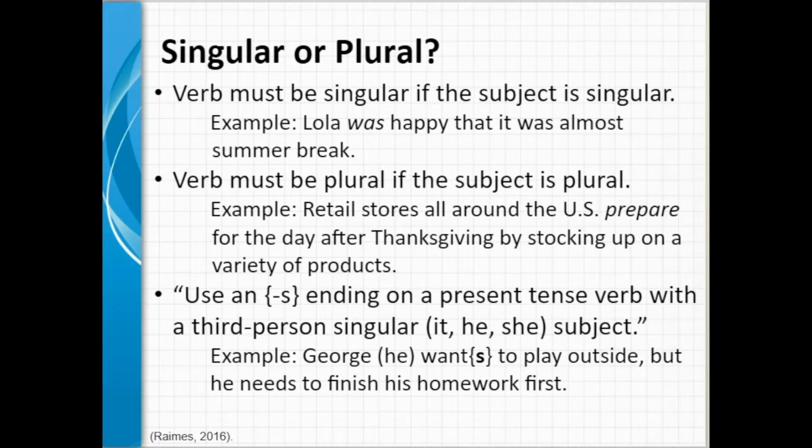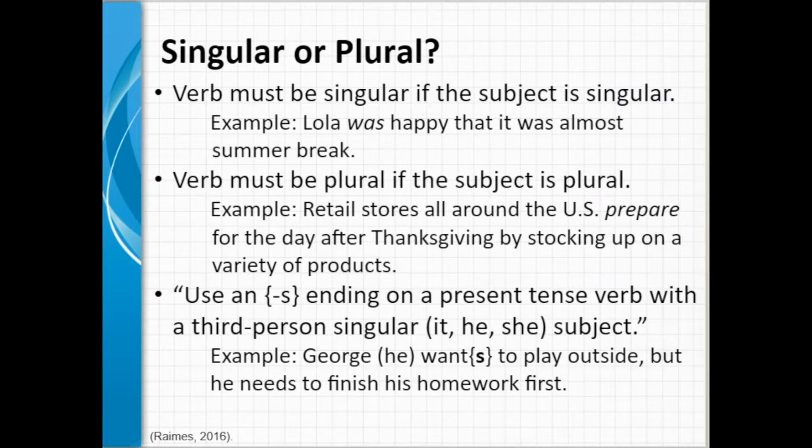We see that in the example shown on this slide. Lola is a singular subject, so the verb was follows her name. If instead of writing Lola, the author wrote Lola's cousins, then the verb would have been written as were. Additionally, retail stores prepare because stores are a plural subject, so the plural verb prepare should follow.